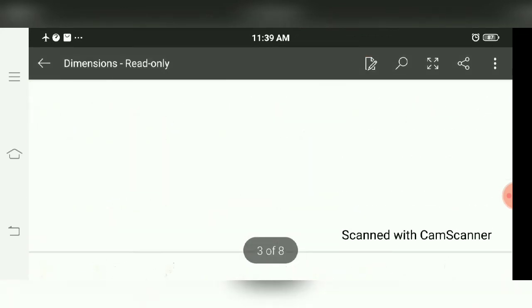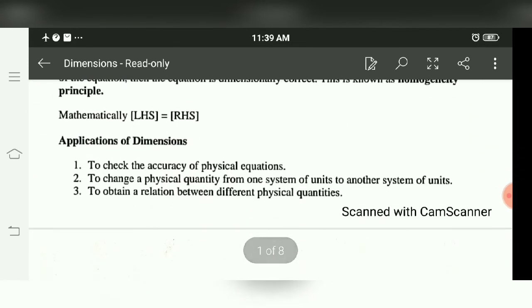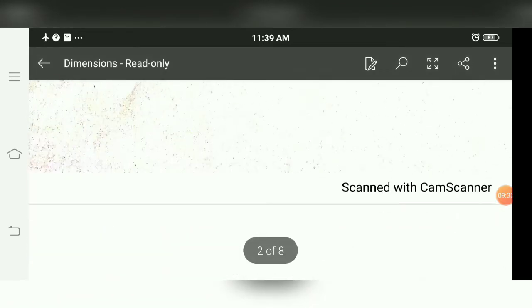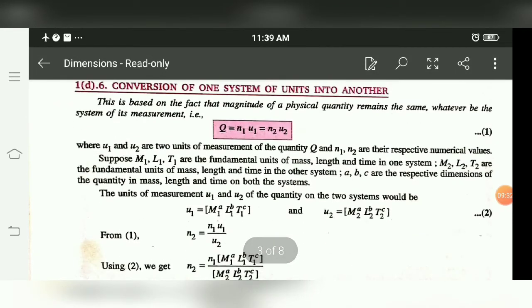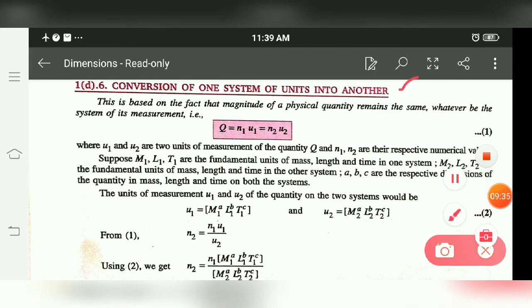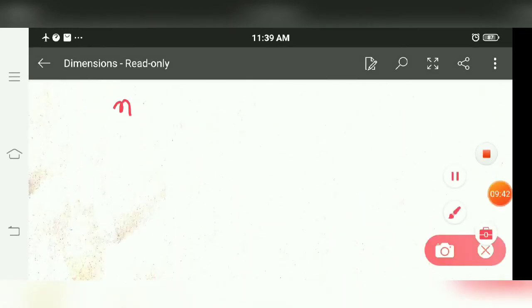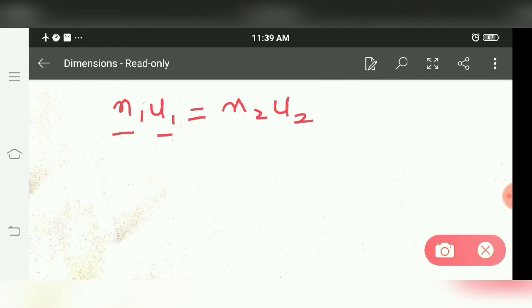The second application is to convert one system of unit into another system of unit. The example of this is the conversion of one system of unit into another. For this, we know that in one system we have a number and its unit, n1 u1, and in the second unit system we have its number and unit, n2 u2. This is the number, this is the unit.